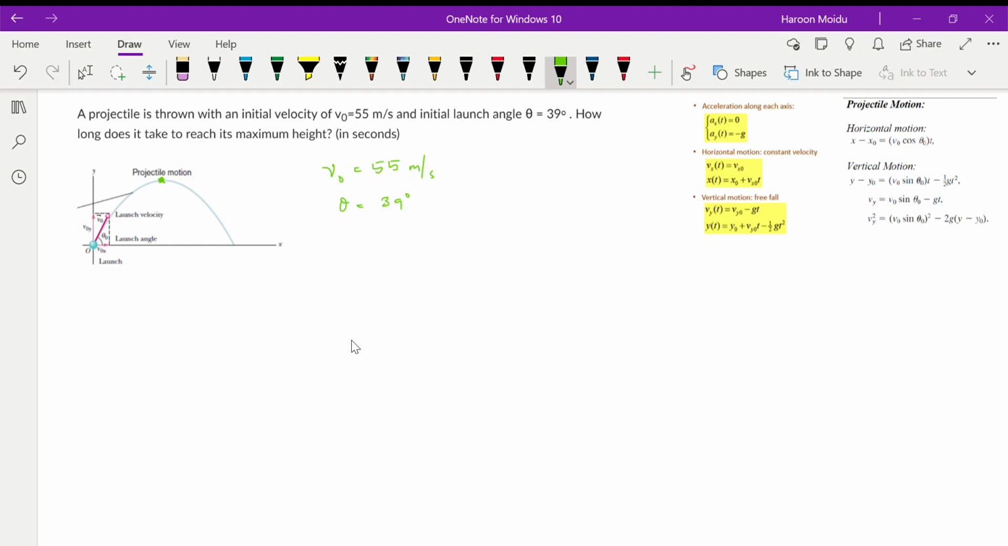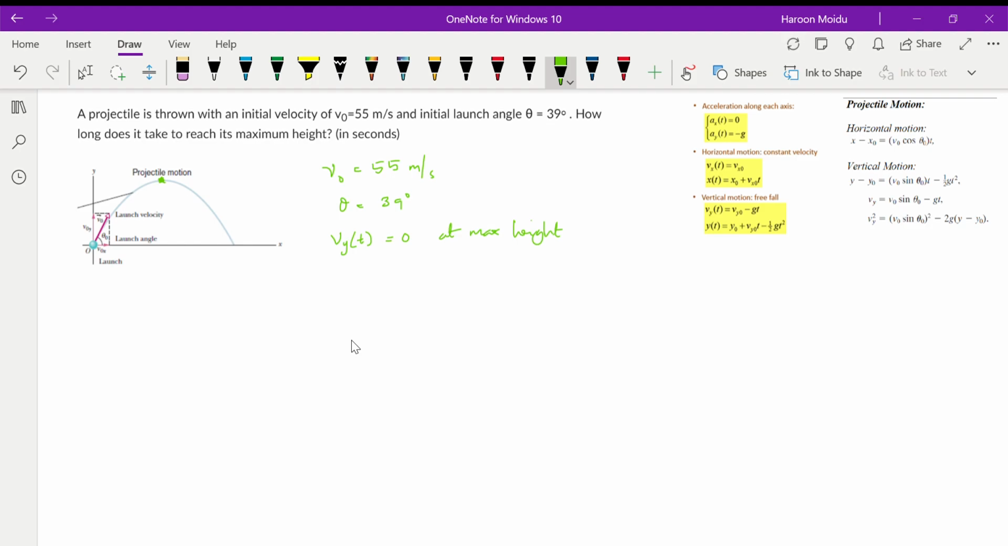Across the horizontal direction, the motion is a constant velocity motion. So this v0x remains the same throughout the motion, whereas the vertical component of the velocity vector keeps changing. That will be 0 at the maximum height. So it's one more piece of data given here. We can say that vy of t equals 0 at the maximum height.